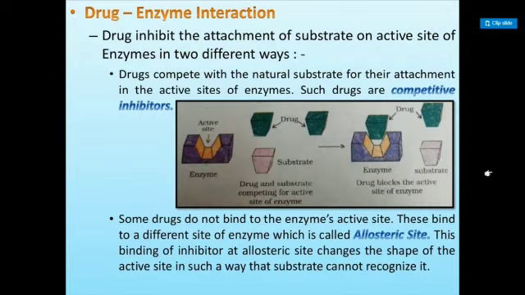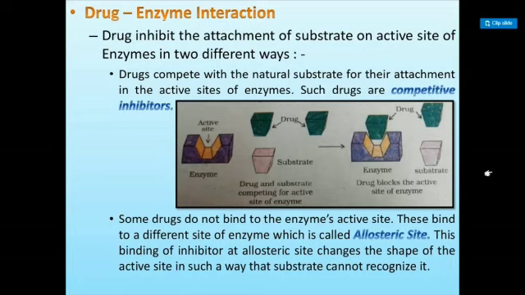Drugs inhibit the attachment of substrate on the active sites of enzyme in two different ways. What happens if a person takes any drug? Then instead of the substrate, this drug holds on to the enzyme and inhibits the attachment of substrate on the active site, and the function is stopped there. Drugs compete with the natural substrate for attachment to the active sites of enzyme. Such drugs are competitive inhibitors.